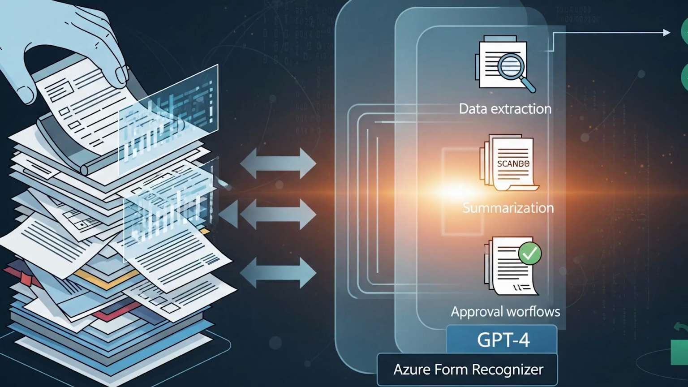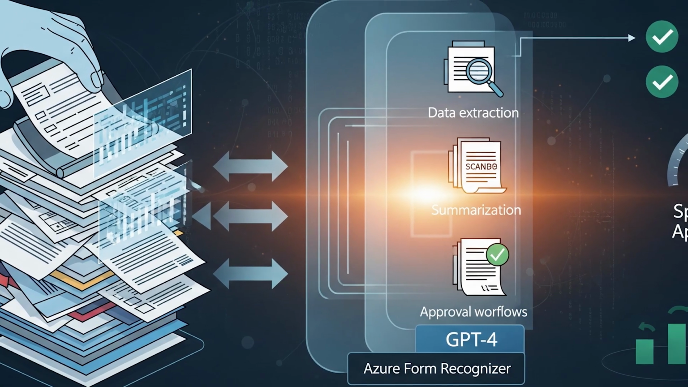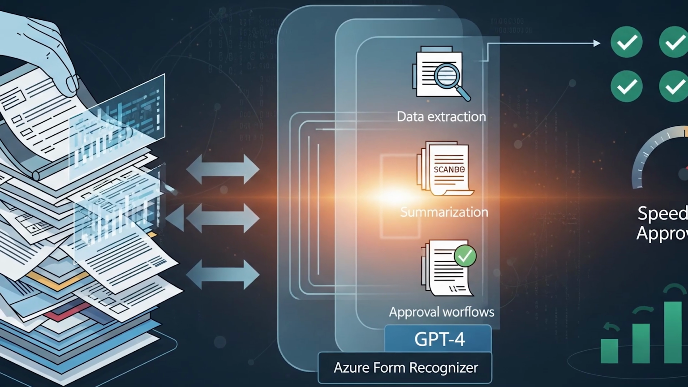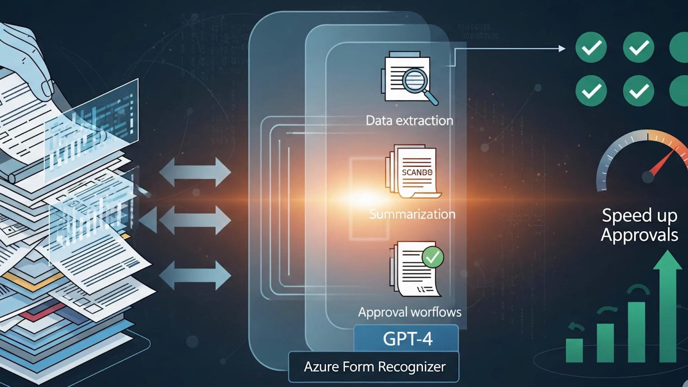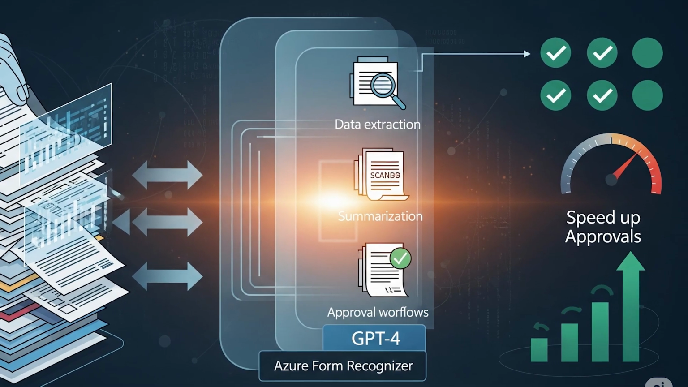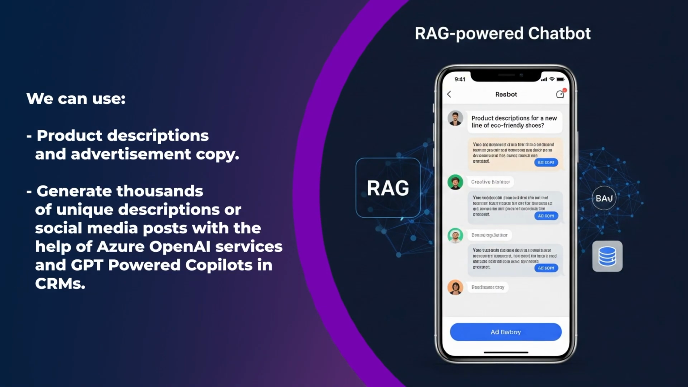Now, let us understand real-world use cases of Azure OpenAI Service. The first one is, say, document automation. We can use GPT-4 with the Azure Form Recognizer service to extract data, summarize documents, and speed up approvals. We can use a chatbot with the RAG pattern. We can use it for product descriptions and advertisement copy. We can generate thousands of unique descriptions or social media posts with the help of Azure OpenAI Service.